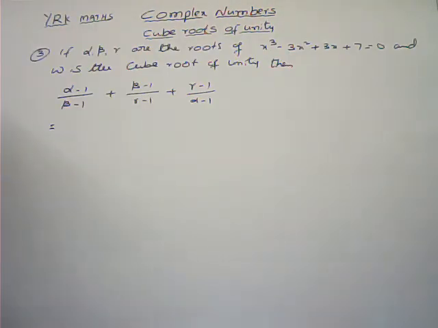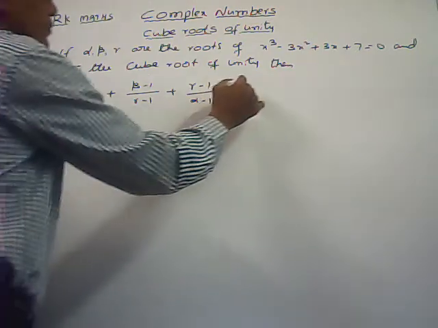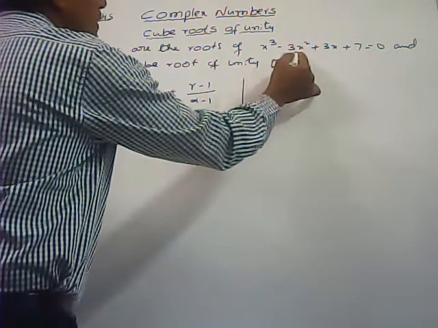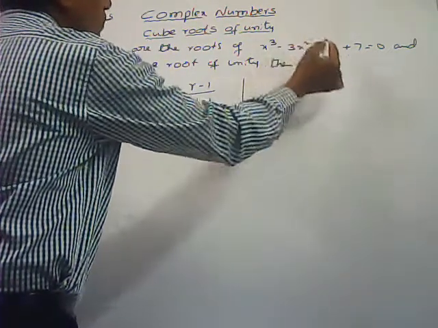See one more. If alpha, beta, gamma are the roots of x cube minus 3x square plus 3x plus 7 equals to 0, and omega is the complex cube root of unity, then we want the value of this one. And just now in the second problem also we solved the same model. There directly given expression, but here we have to convert in that form. Here a cube minus 3a square b plus 3ab square plus b cube.